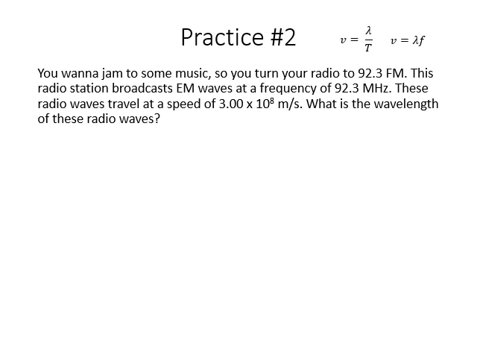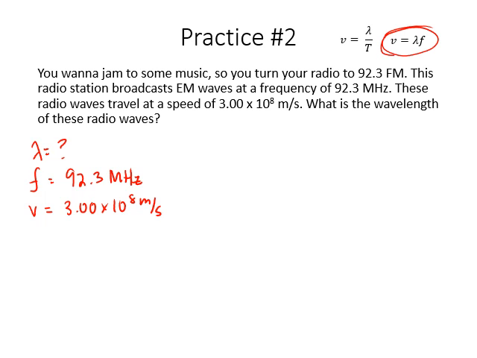So for this one, we're going to identify our variables. It's asking for wavelength, so it's asking for lambda. It's given us a frequency of 92.3 megahertz, and it's giving us a speed, so a V value of 3.00 times 10 to the 8th meters per second. The formula that's going to relate all these three is going to be this one right here. V equals lambda times F.